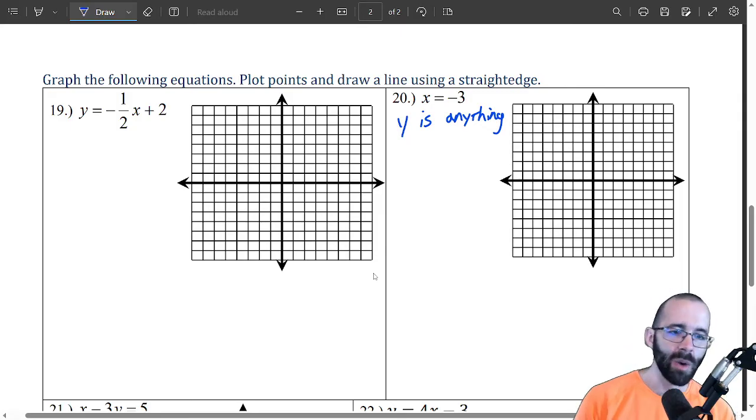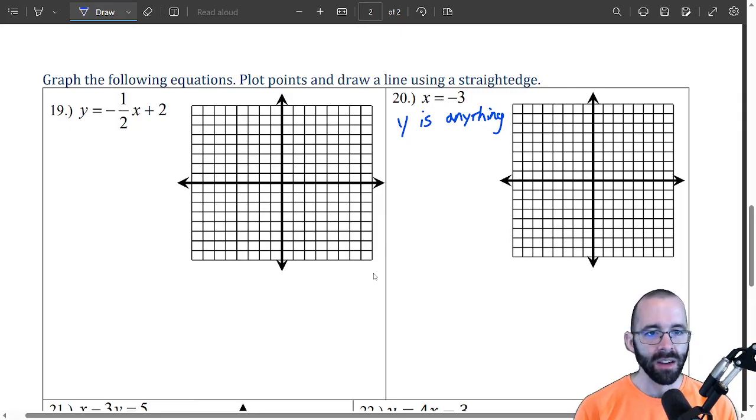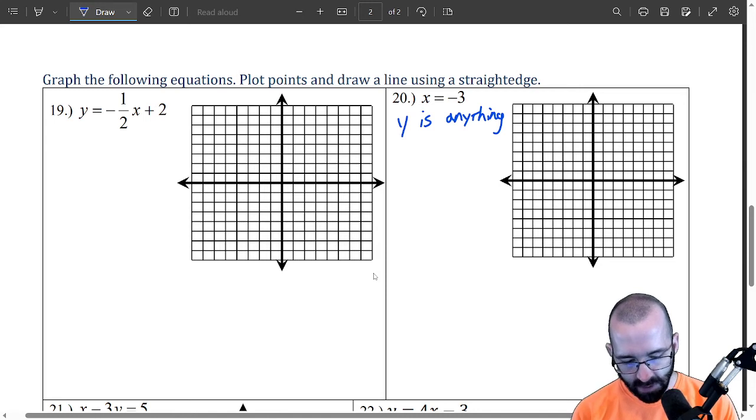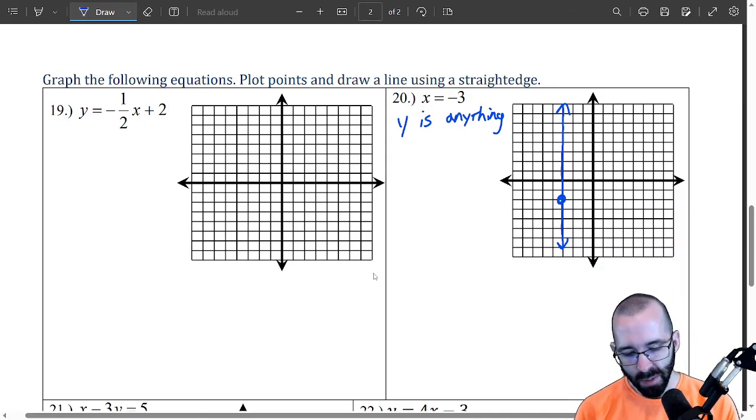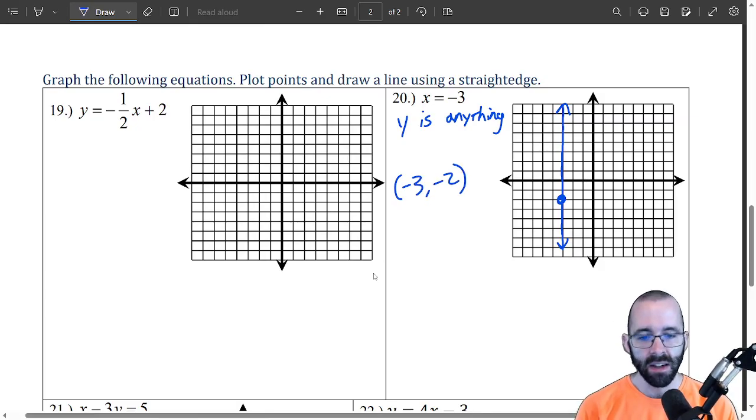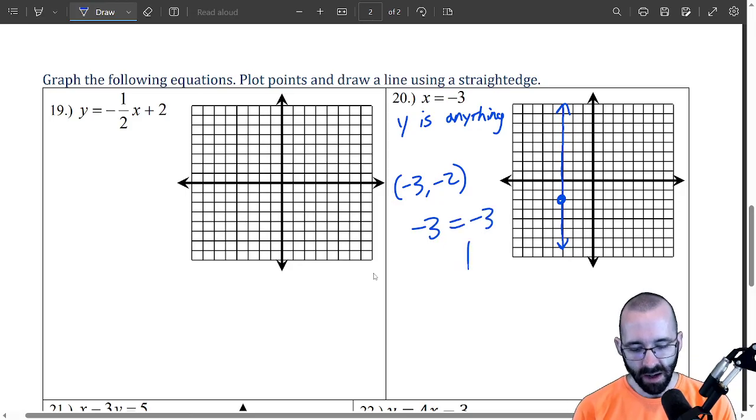Y can be 1, y can be 2, y can be 3. As long as x equals negative 3, the vertical line. All the points where x equals negative 3, doesn't matter what y is, this equation's still true. Any point on this line makes the equation true. Pick a point. This is the point (-3, -2). Is that on the line? Well, if we plug it in, we get negative 3 equals negative 3. Yep, that's true. You can see that y didn't matter at all. And that's why any y will do as long as the x is -3.